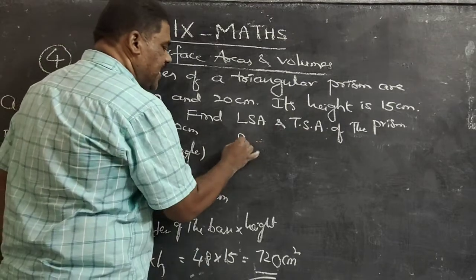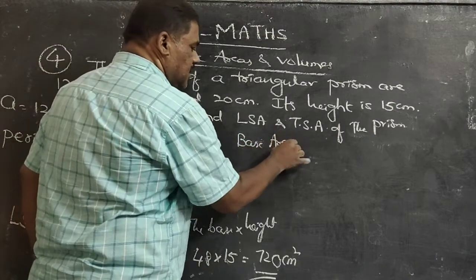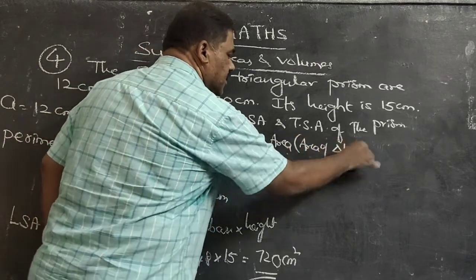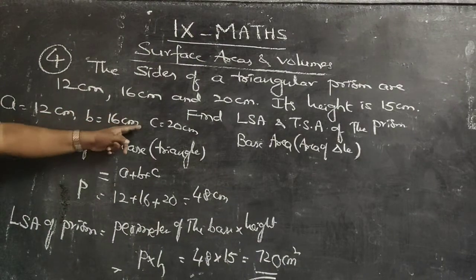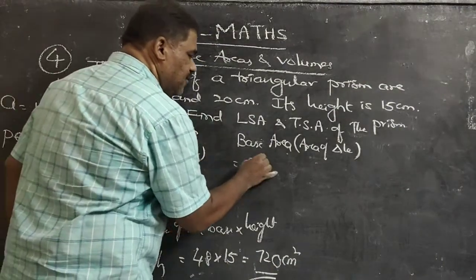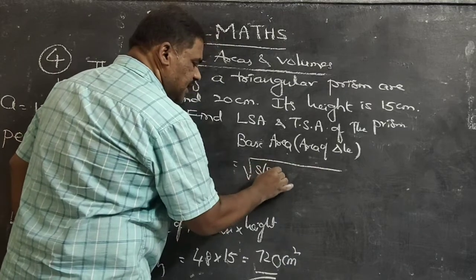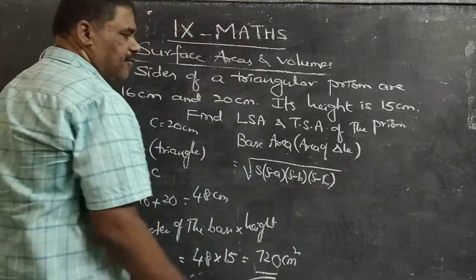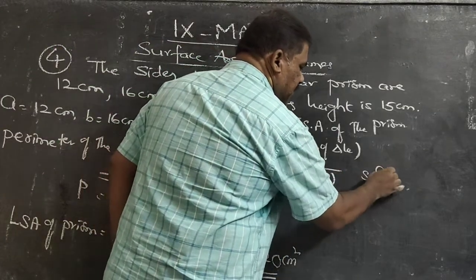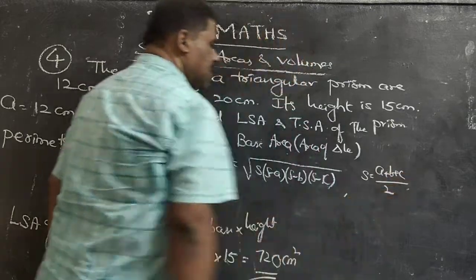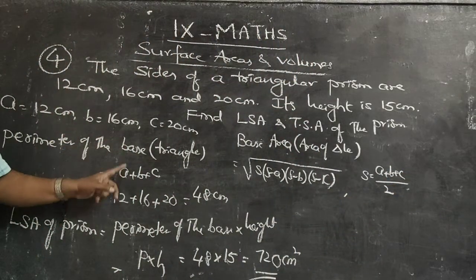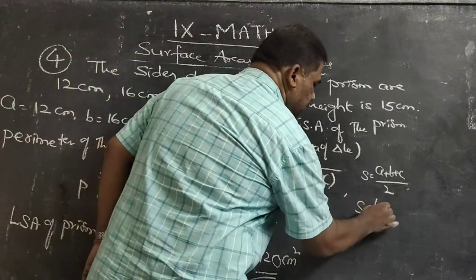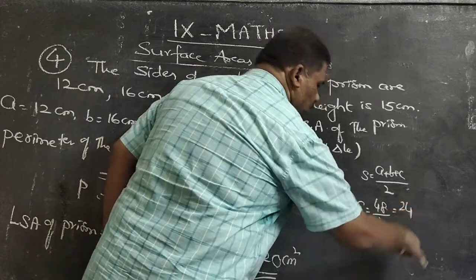Now let us find out base area. Base area means area of triangle. If all the three sides are different, then area of the triangle formula is root of s into s minus a into s minus b into s minus c, where s is a semi-perimeter, perimeter by 2. Perimeter we got a plus b plus c, we got 48. So s means semi-perimeter, 48 by 2. That is 24, that is s.